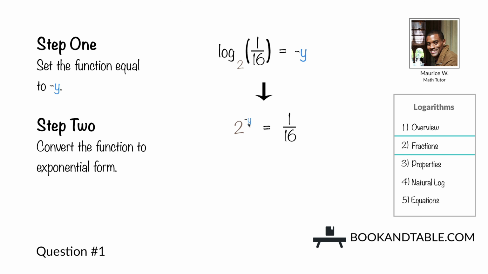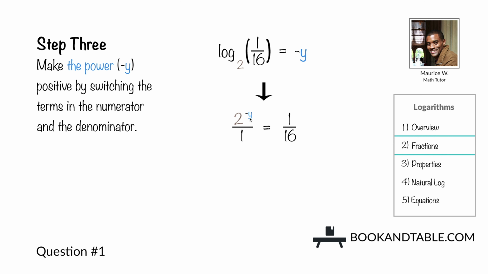And 2 to a power of negative y is equal to 2 to negative y over 1. Now we want to make this exponent positive, so we do so by switching the terms in the numerator and the denominator. Now we find that our numerators are equal to each other, 1 is equal to 1, but this is not too helpful. So now we look at our denominators, and we have 2 to a power of y is equal to 16. And this is helpful because 2 can be multiplied times itself and result in 16.